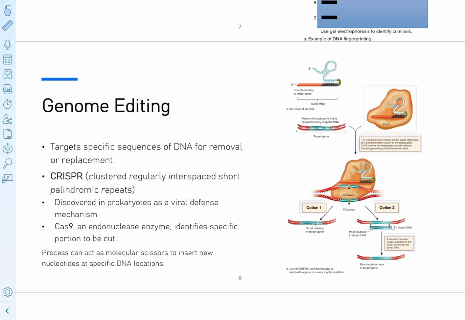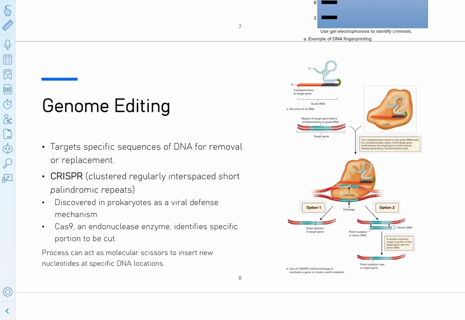So, the CRISPR portion stands for clustered, regularly interspaced short palindromic repeats. It was actually originally discovered in a bacteria. So, in a bacterial cell, the CRISPR serves as a viral defense mechanism and it allows the organism to remember and recognize previous viral invaders. The Cas9 portion represents an enzyme which acts like molecular scissors and is able to cut DNA at specific sites, allowing for the removal, addition, or alteration of genetic material.